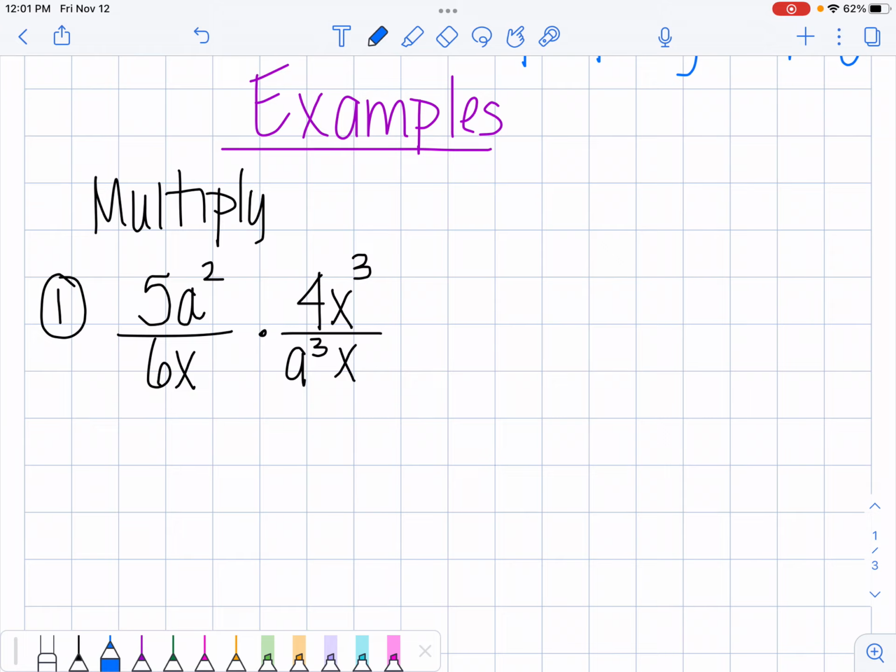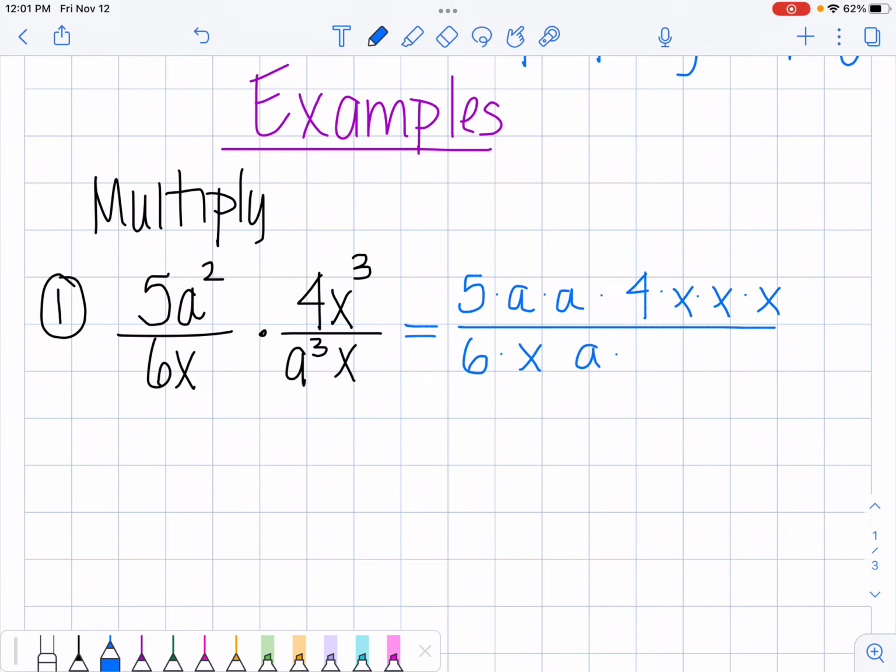And then the second example, I'm going to show you the tricks that I would use when I do this. So when I'm multiplying this all out, my first one says 5 times A times A, and I also have times 4 times 3 x's. On my bottom, I have 6 times x, and then I have an A times A times A times x. That's what all that means.